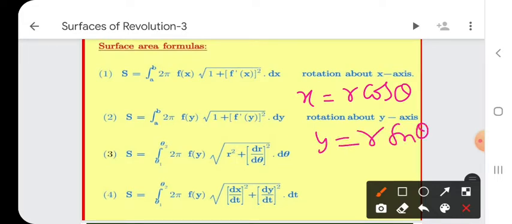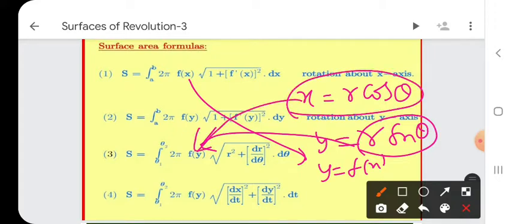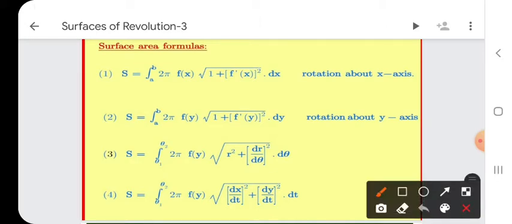If the curve revolves about the x-axis, we write the f of x value, meaning y equals f of x, so we write r sin theta here. If the curve revolves about the y-axis, we write f of y, meaning the x value, r cos theta here. Based on the axis.